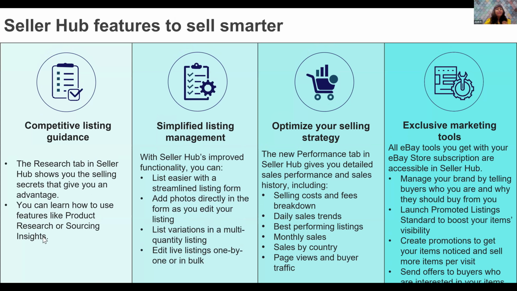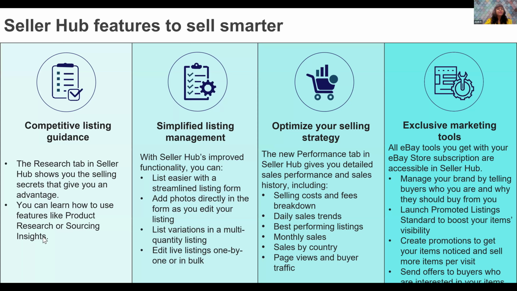Secondly, Seller Hub helps you sell smarter through simplified listing management. Listing items in Seller Hub has never been faster. It is faster and easier than ever before. With Seller Hub's improved functionality, you can now list easier with a streamlined listing form, add photos directly in the form as you edit your listing, list variations in multi-quantity listings, and also edit live listings one by one or in bulk.